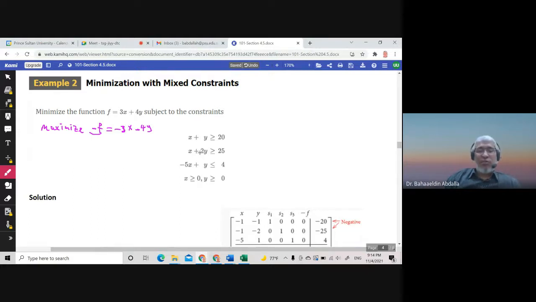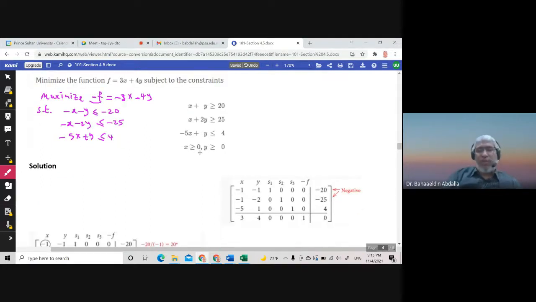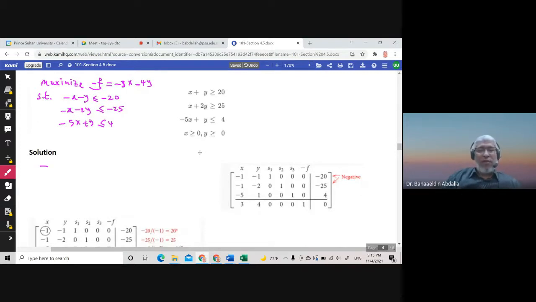I can call it whatever, capital F or something. Subject to, I need to write all the constraints as less than or equal. So I multiplied the first one by negative 1, and also the second one because it's greater than or equal. But the third one is fine. It's less than or equal, so no need to change it. Now introduce the slack variables as usual.